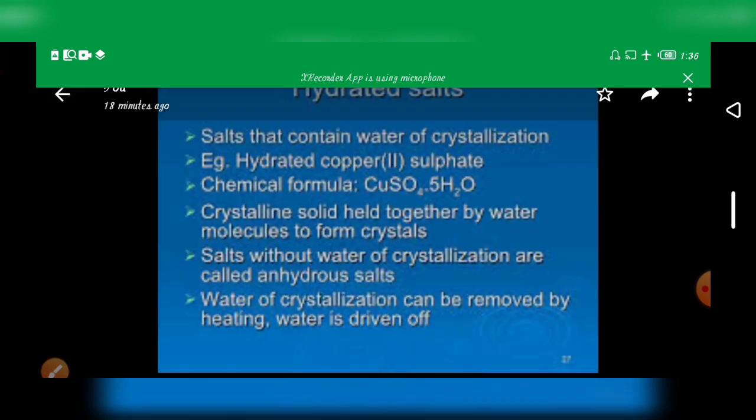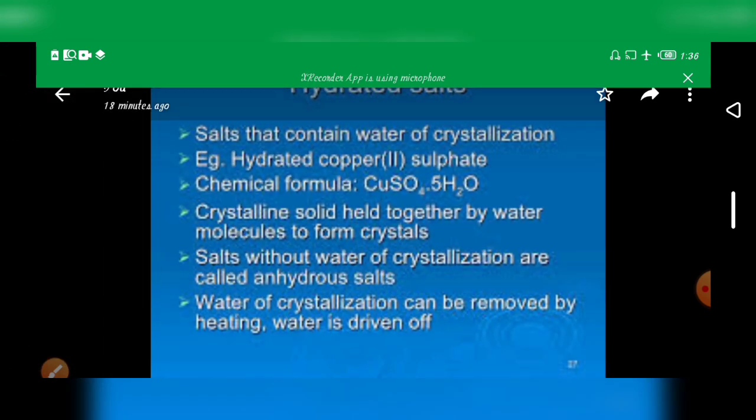Okay. Next we go to hydrates. A hydrate is a salt that contains water of crystallization. Example, hydrated copper sulfate, formula CuSO4.5H2O. It is a crystalline solid held together by water molecules to form crystals. Salts without water of crystallization are called anhydrous salts. Water of crystallization can be removed by heating. Water is driven off. This also you know very well.